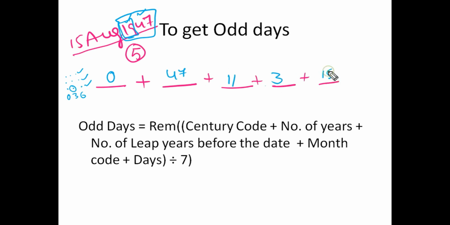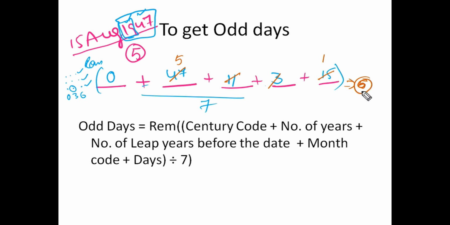So simply 15 days. Now add all the numbers, divide by 7 and take the remainder. Instead of doing all the procedure directly, we can cancel the multiples of 7 and directly consider the remainder. So 15 after dividing by 7, the remainder is 1. Here 11 plus 3 is 14, a direct multiple. 47: 42 is divisible by 7, remainder is 5. So this is 5 and this is 1. Total number of odd days is 6.